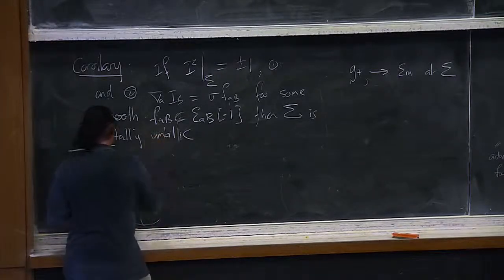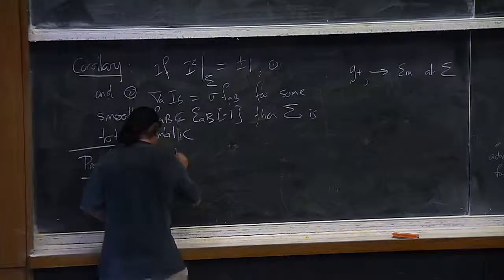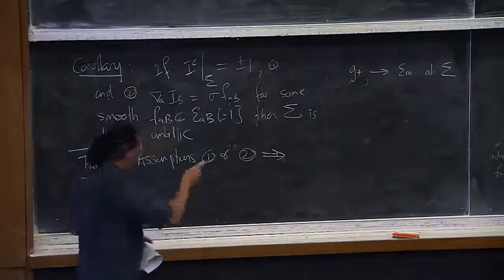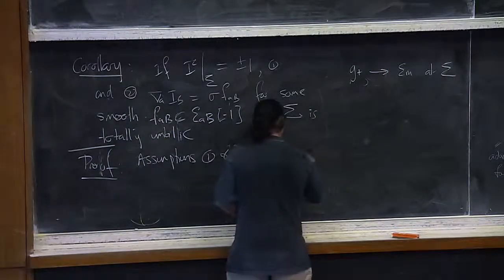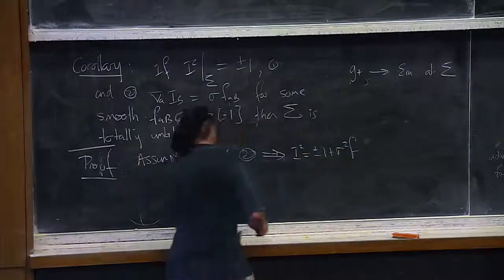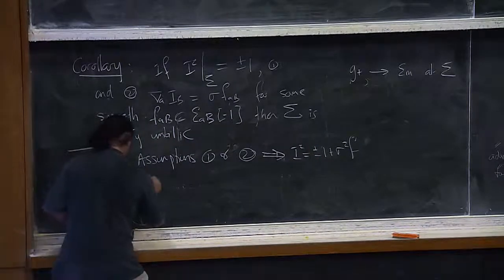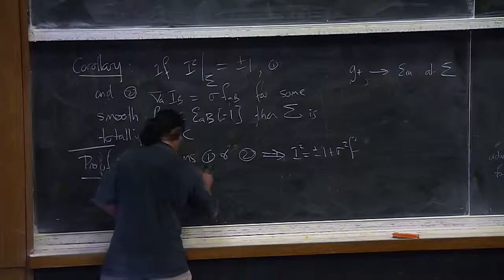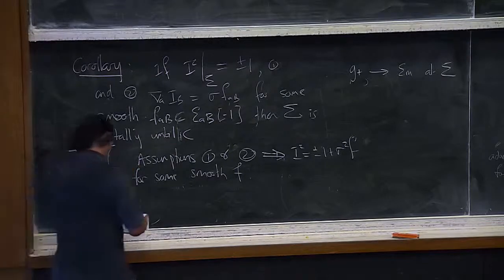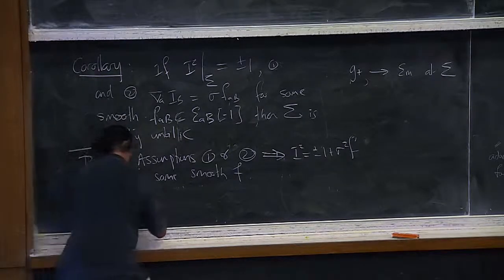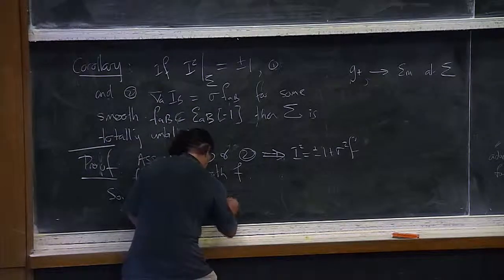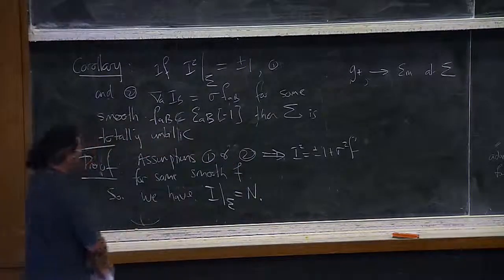Okay, well, these assumptions 1 and 2 easily imply the assumptions we had over there, that I squared is plus or minus 1 plus sigma squared F, for some smooth F. Okay, so we have the results we had before. So we have that I along sigma is equal to the normal tractor.